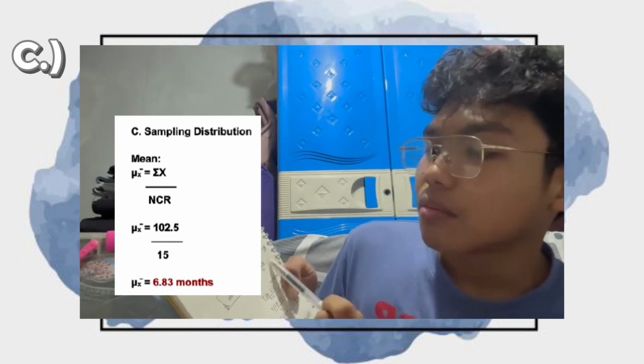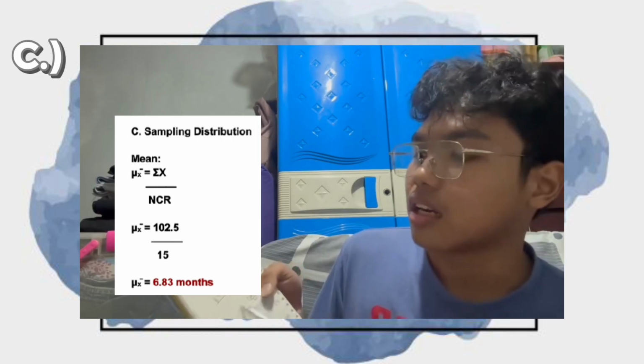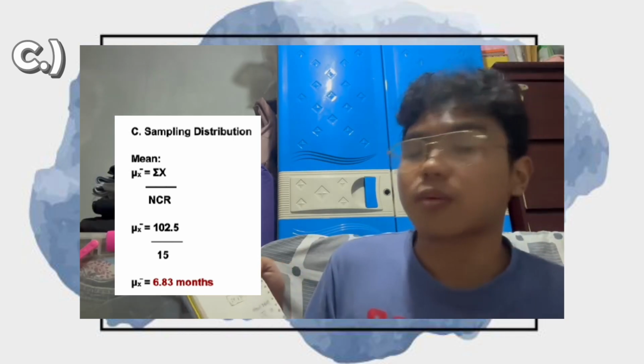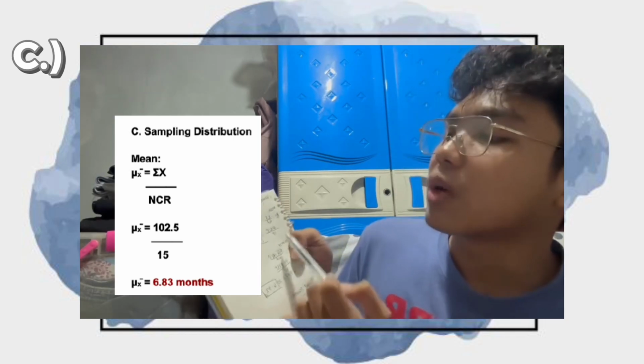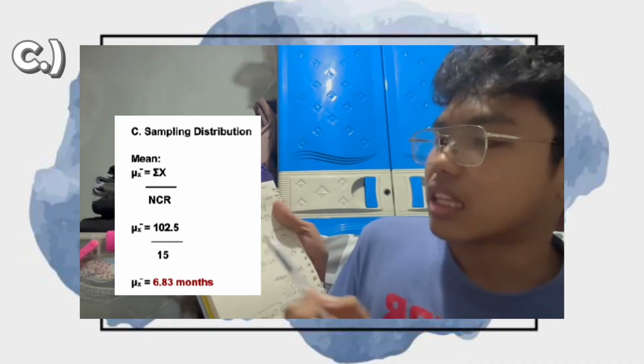First, we're getting the mean. For our mean, the sampling distribution mean is equal to the summation of the sample means over NCR. We're just going to plug in the data that we gathered earlier. So 102.5 over 15 is equal to 6.83 months.